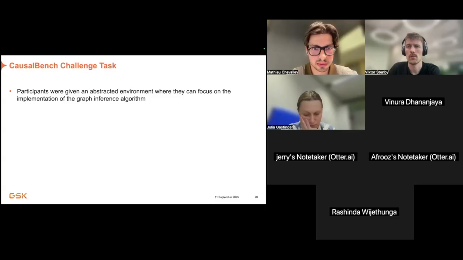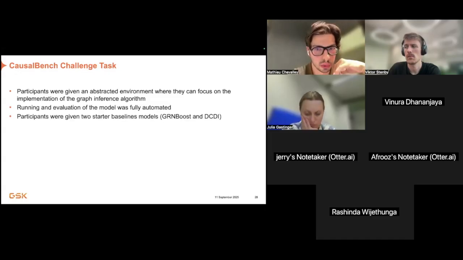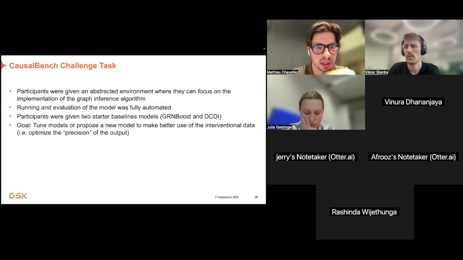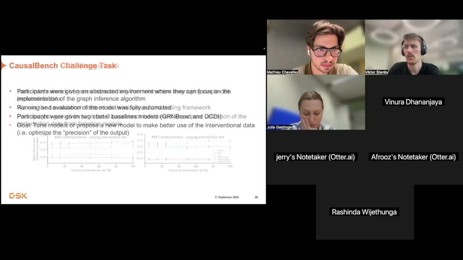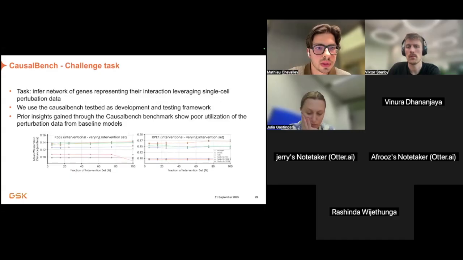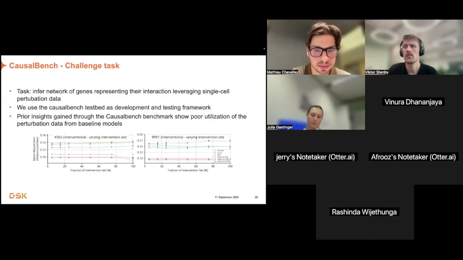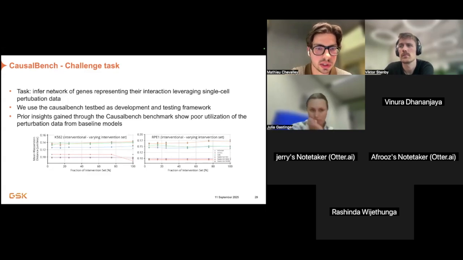Of course, we gave them an easy way to get into the problem, given the existing benchmark, the existing evaluation, and also some starter baselines that they could use. The goal was for them to either tune existing methods or propose completely new ones. The task, as I said, is the same as the original one: to predict a gene network given some interventional data. And as I said before, the main thing we observed in the first study was that, strangely, the interventional methods did not perform better with more interventional data. So we really wanted to focus on that and incentivize new methods that really show an improvement with more interventions.